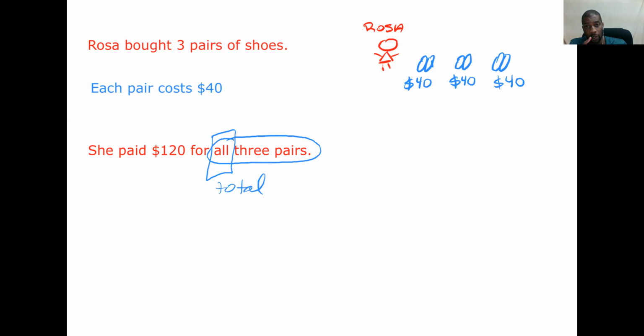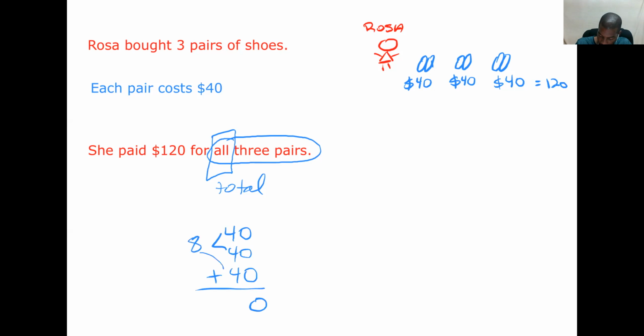Did she pay $120 for each and every pair? No, she paid it for the whole thing. So that sounds like an equal to me, right? 40 plus 40 plus 40 equals 120. Let's see if that's true. 40, 40, 40. If we add those together, 0 plus 0 plus 0 is 0. 4 plus 4 is 8.